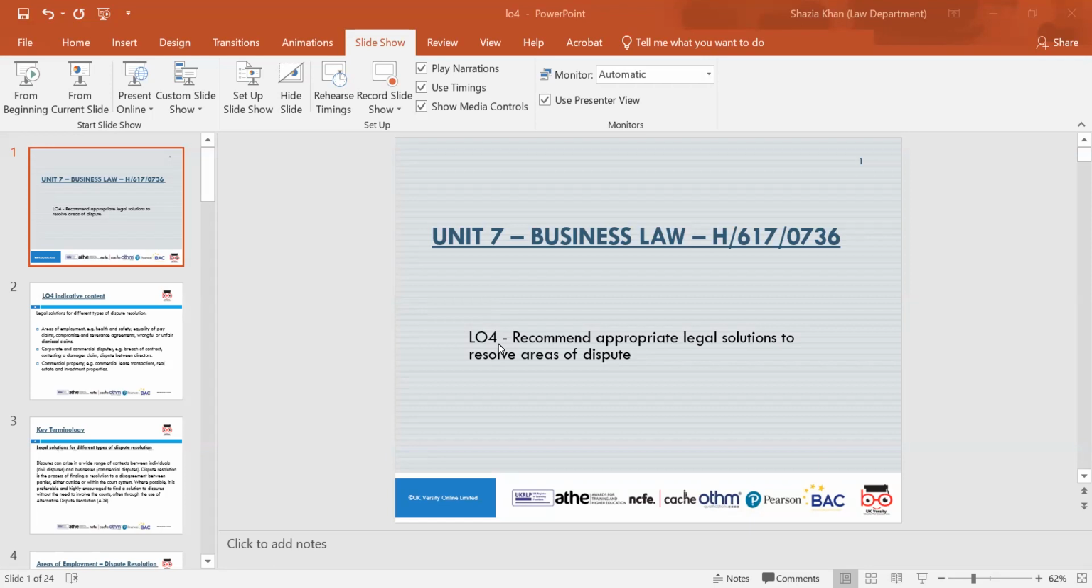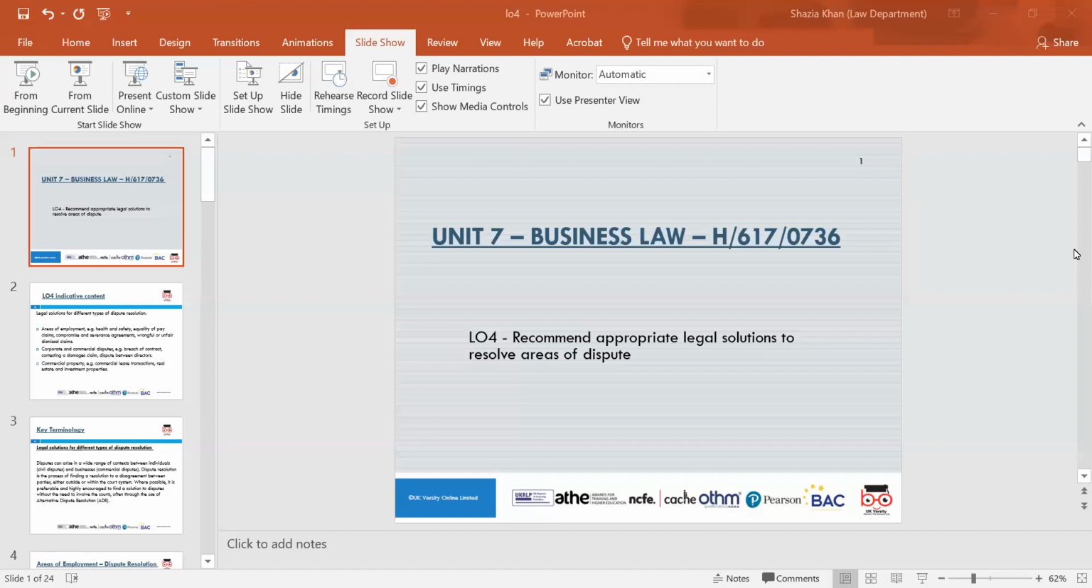The learning outcome we're doing today is Learning Outcome 4, which is about recommending appropriate legal solutions to resolve areas of dispute. First, I just want to summarize what we did in the last session, which was to examine different types of business organizations.